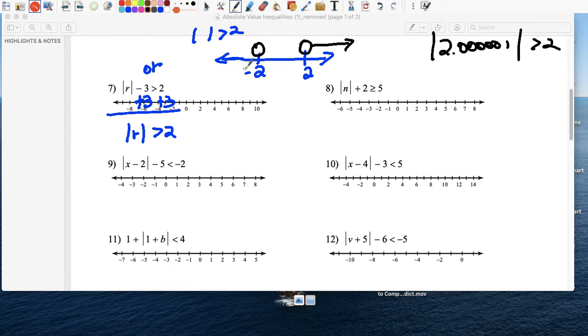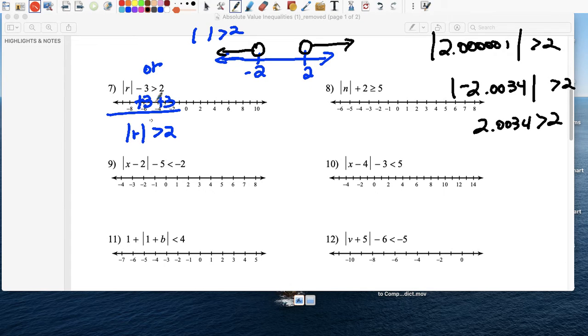And then likewise, on the left side, I can take the absolute value of any number less than negative 2. So let's say negative 2.0034. I take the absolute value of that. Will that be greater than 2? Yeah. So this is an OR problem. As a matter of fact, we're done because there's only OR inside.